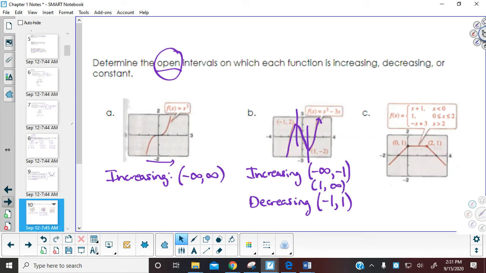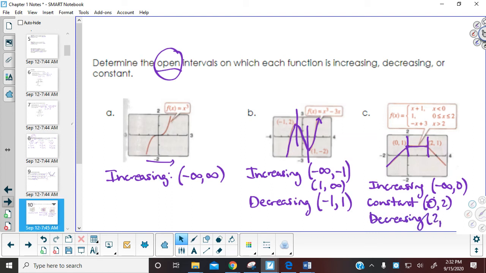All right. The last one here, as you read left to right, this is increasing until you get to this point. So you're increasing, it's going to be negative infinity to 0. And again, since we're talking open intervals, it's a parentheses. It's going to then switch and become constant from 0 until 2. Again, we're looking at those y values. And then it's going to start decreasing again from 2 to infinity. Okay?